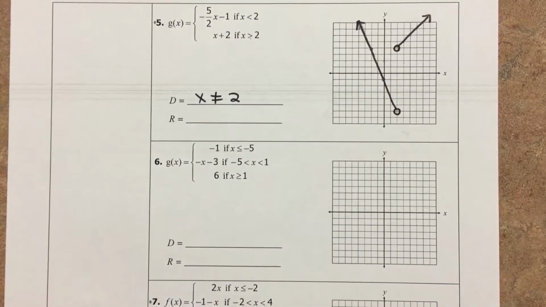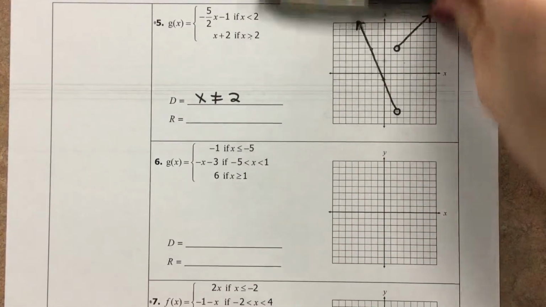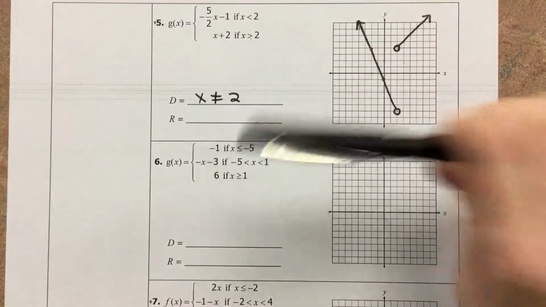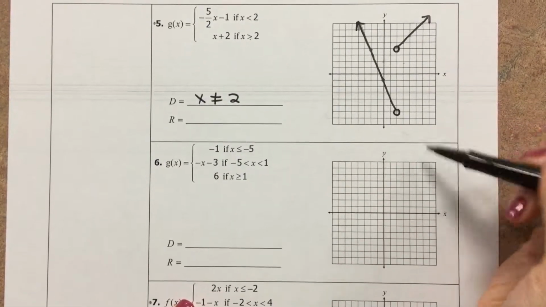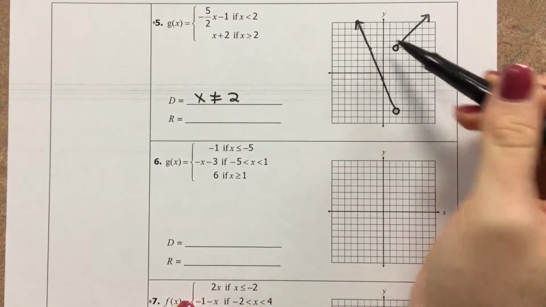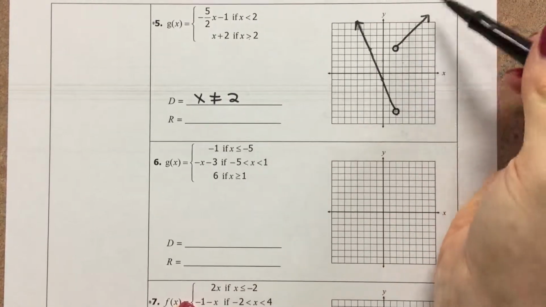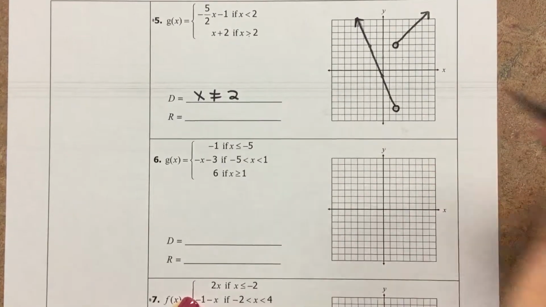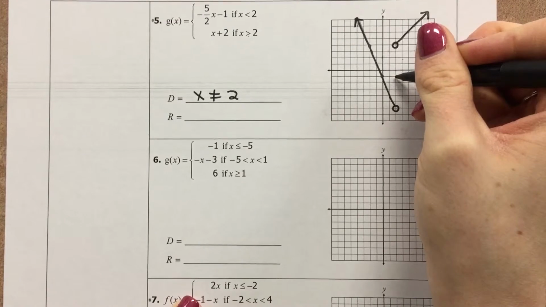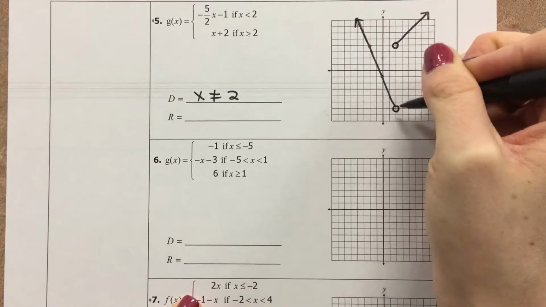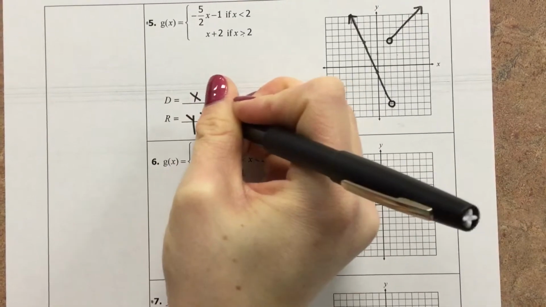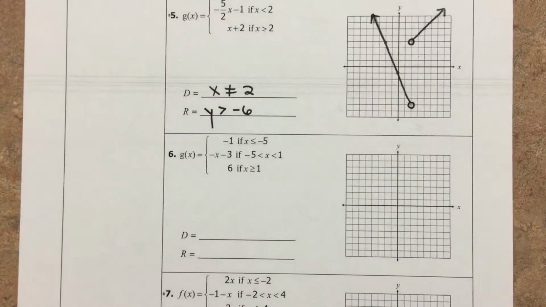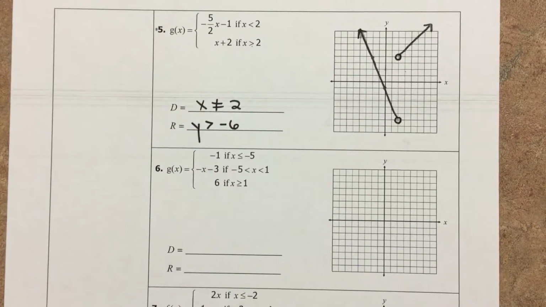The range, we look for minimum, maximum, any gaps. There is a minimum. This is the lowest possible y value our graph will ever hit. Never goes below here. There are no gaps anywhere, and there's no maximum because these arrows just keep going up. So this is the lowest possible y value, and it is -1, 2, 3, 4, 5, 6. So my y value can be anything above that -6. All those y values will get hit.